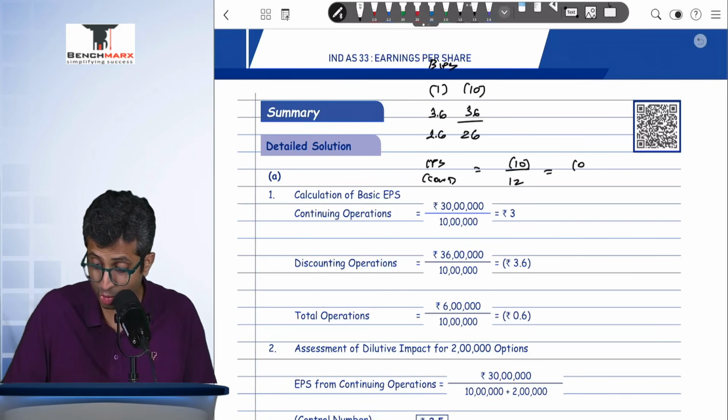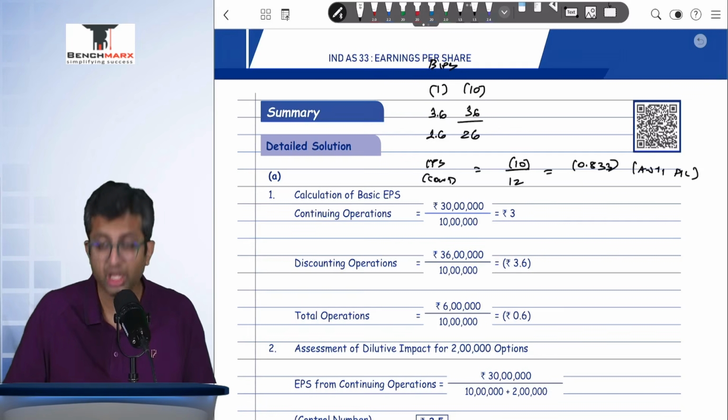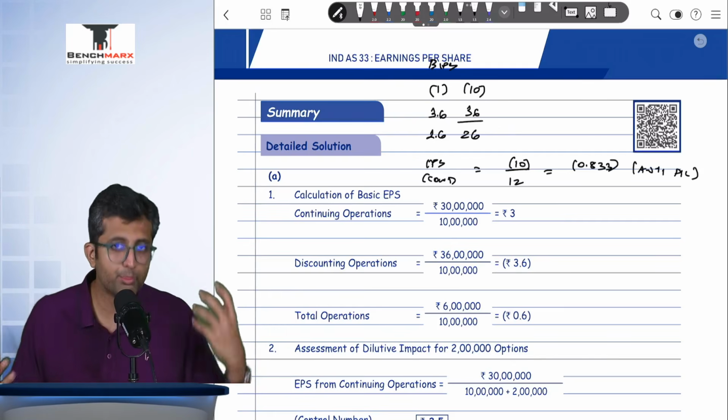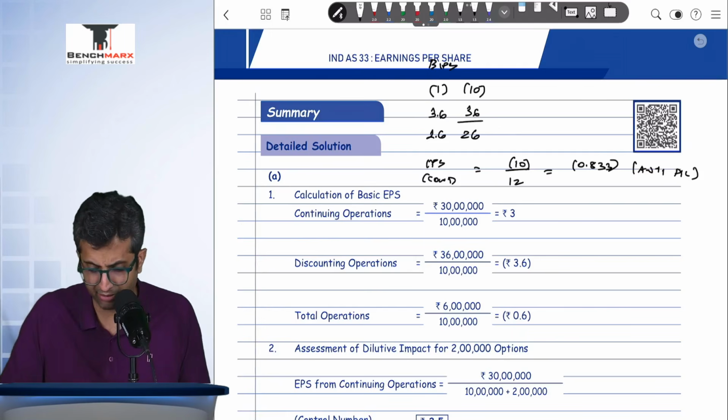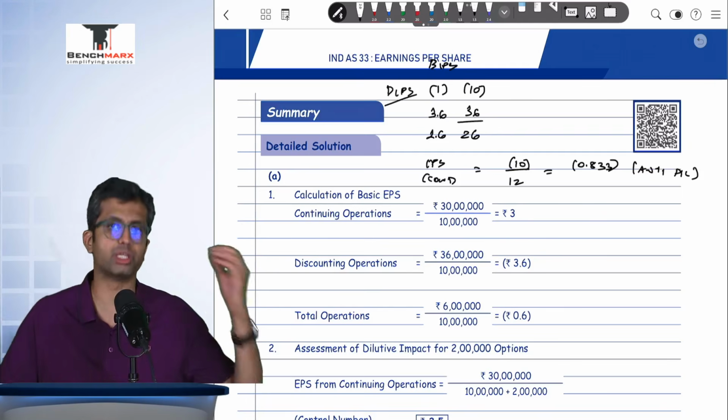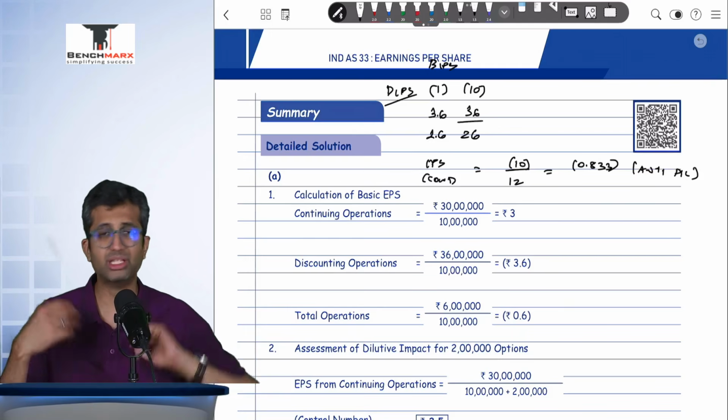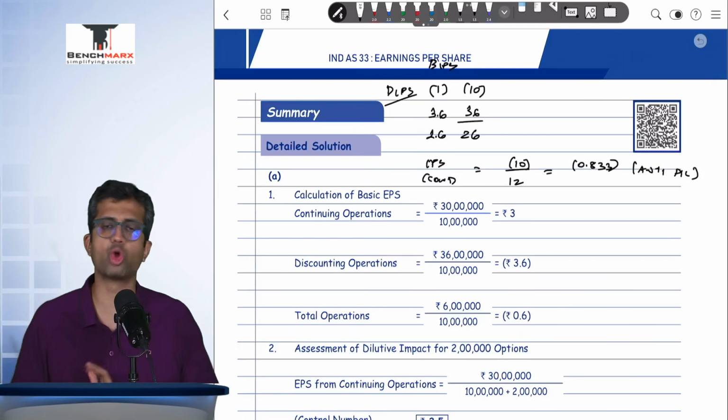Now, if I include the 2 lakhs in the EPS from continuing operations, I will say negative 10 divided by 12, and hence this comes to negative 0.833, which means this is reducing the loss per share, and hence this becomes anti-dilutive. Higher the loss, the worse the picture. This is reducing, and hence I will say that this will still continue to be the diluted EPS. I will not include the 2 lakhs either in continuing or in discontinued or in total.